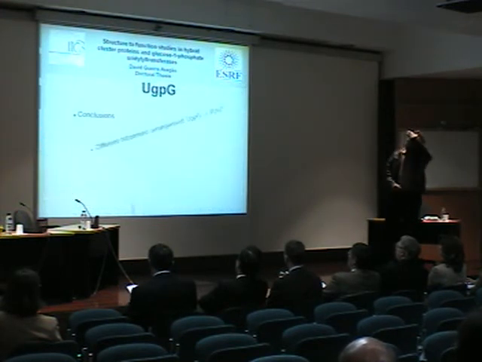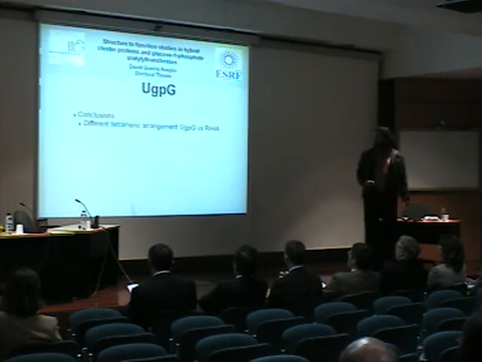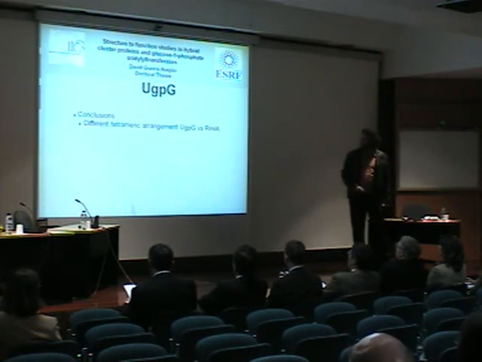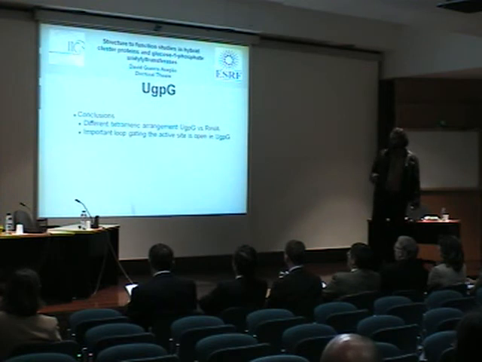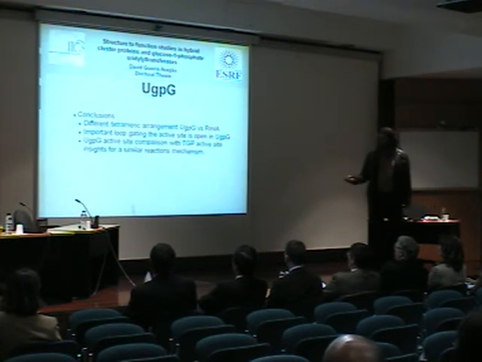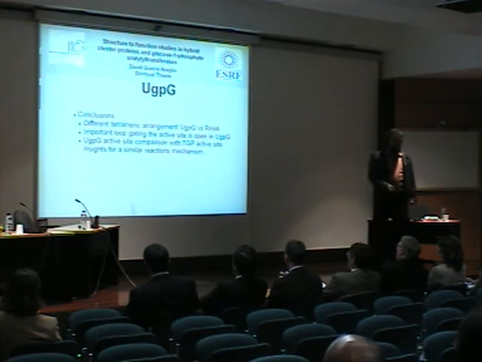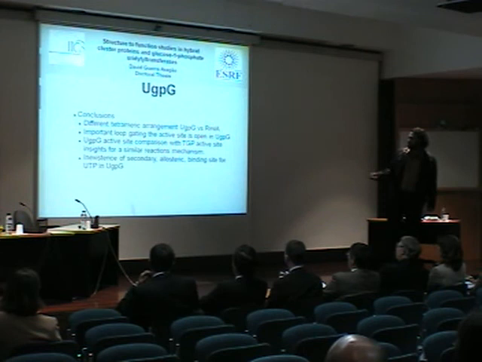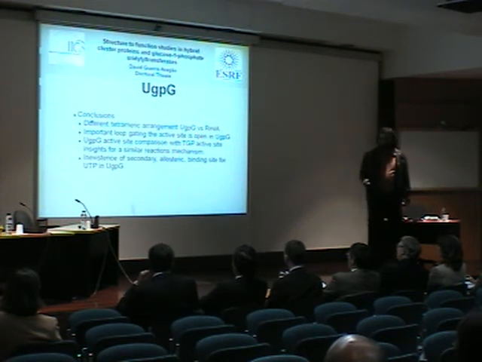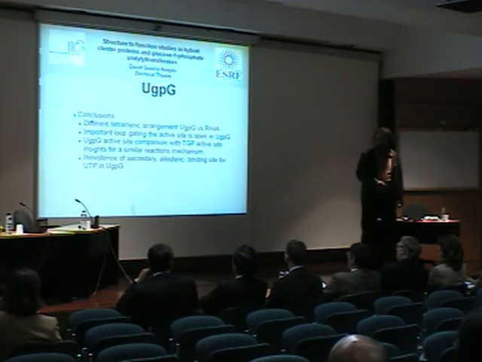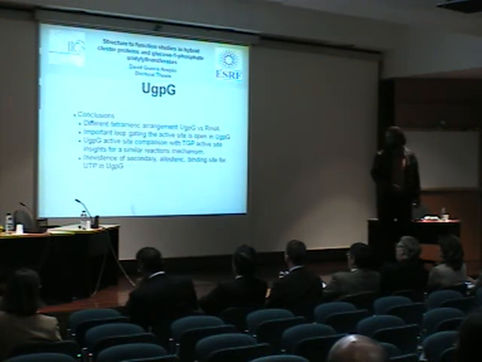So, conclusions. We have shown that there is a different tetrameric arrangement between UGPGs and RMLAs. We have shown that there is an important loop gating the active site that is open in UGPG and is closed in all the RMLAs. We have shown that the active site comparison is very similar and suggests a similar mechanism to the RMLAs. And we have shown that the UGPG doesn't have this secondary allosteric site that was reported in the RMLAs.